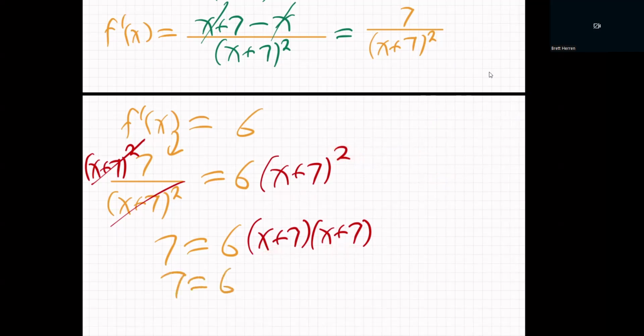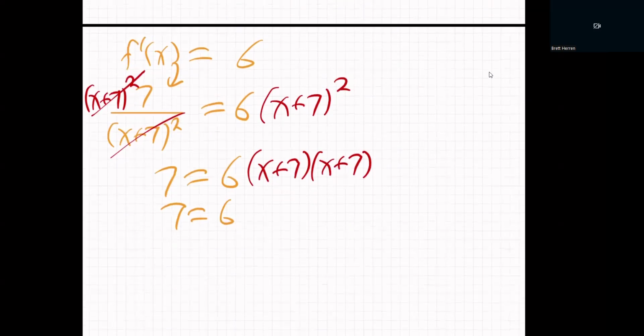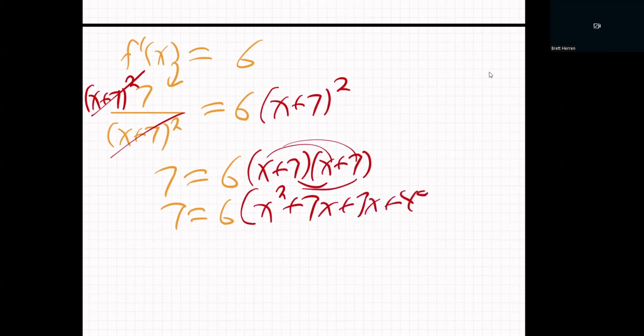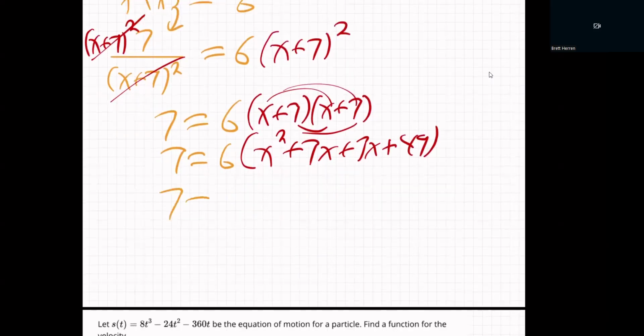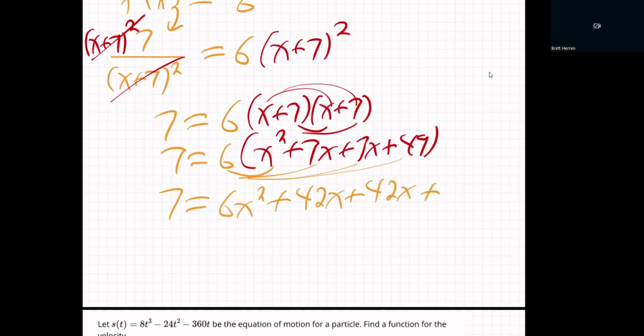Okay, so let the 6 sit out there for a minute and go boom, boom. x squared plus 7x, boom, boom, plus 7x plus 49. This problem's getting bigger. It's not getting better, it's getting worse. And then let this 6 go boom, boom, boom, boom, distribute through. 6x squared plus 42x plus 42x plus, what's that, 240 and 54? I think it's 294. Yeah.